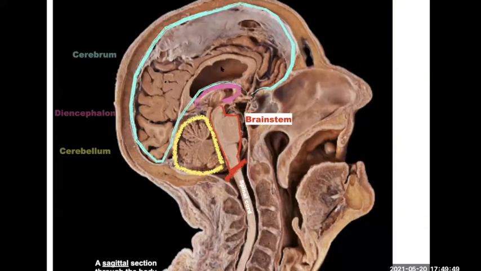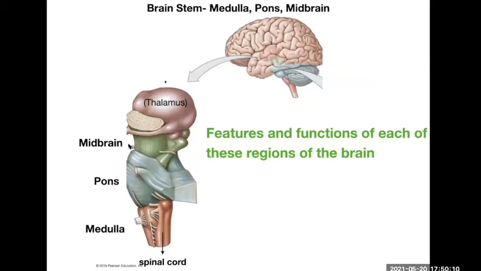But again, for the cadaver picture, cerebrum, diencephalon, cerebellum, your brainstem is this lower end, as your spinal cord enters your foramen magnum into your skull right there. It becomes your brainstem: your medulla, your pons, and your midbrain. So midbrain, pons, medulla. And we're going to look at a couple of the features and the functions of each of these regions right here.